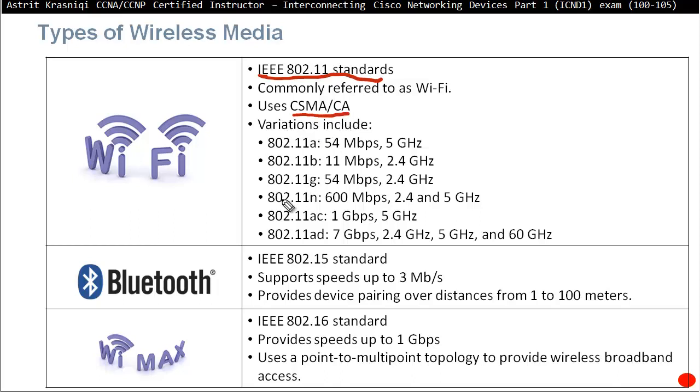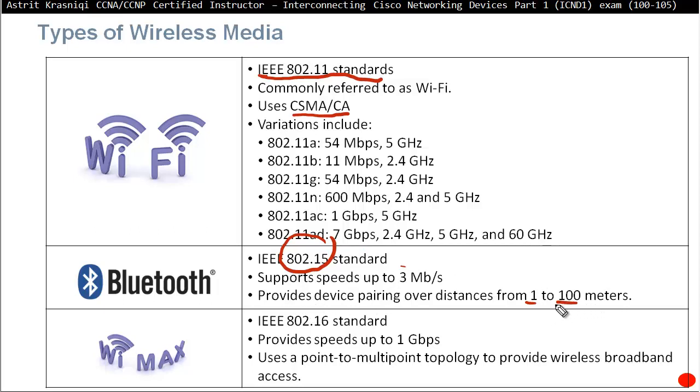Some of the variations we're going to see very soon in the next slide. These are the standards that have been released. Bluetooth is the 802.15 standard, and you have to remember that very well. It supports speeds up to 3 megabits per second. This provides device pairing over distances from 1 to 100 meters.